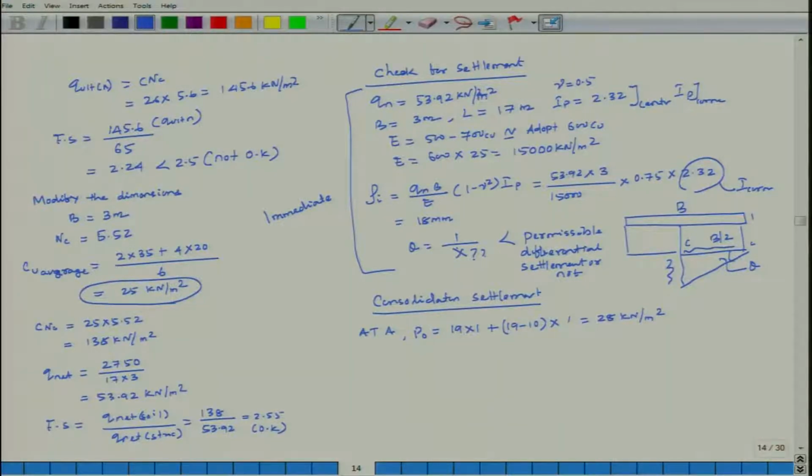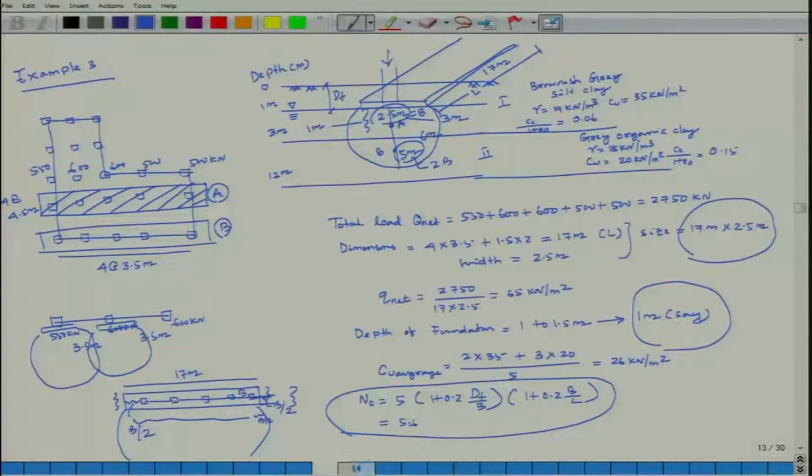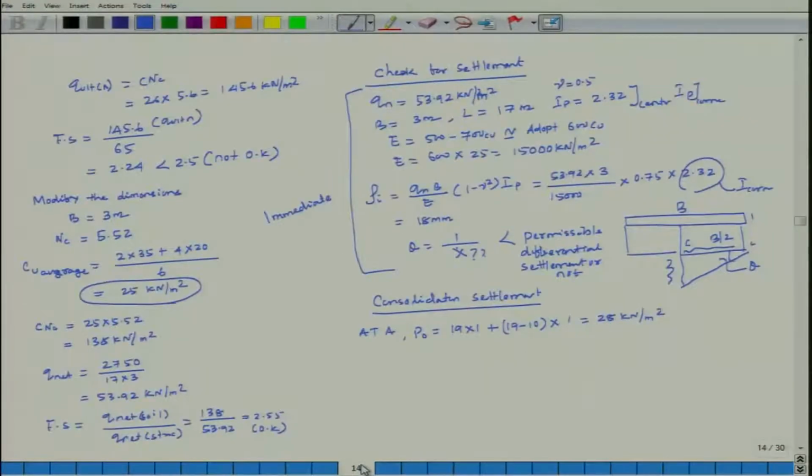Now, you can find delta P also, the increase in stress, because it is a rectangular loaded area. B is equal to 3 meter, L is equal to 17 meter, that also you can find out. Increase in stress I have also discussed. So, delta P is equal to 55.2 kilonewton per meter square.